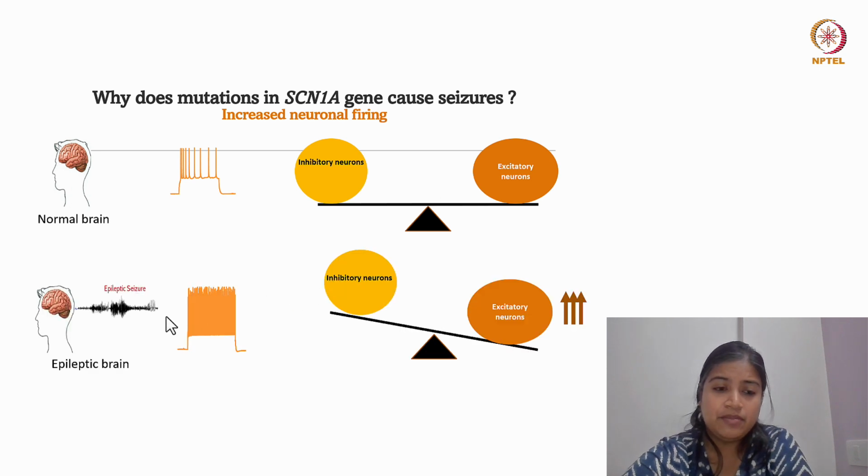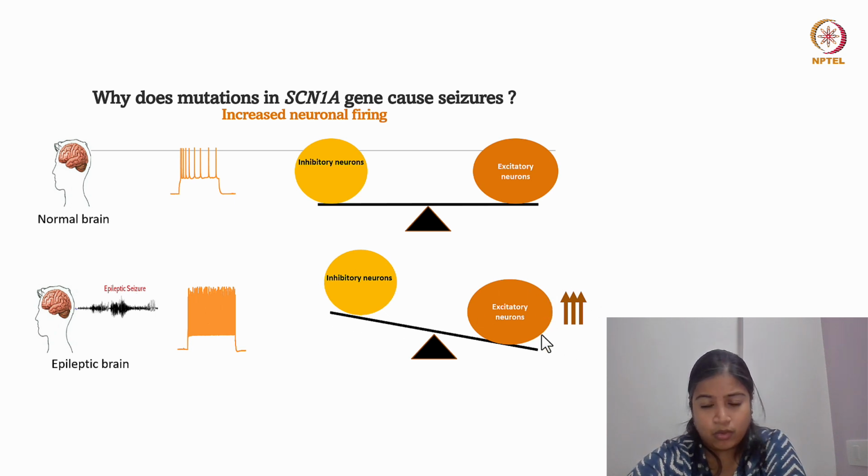However, in an epileptic brain, these hyperexcitable signals are often seen. As a result, the firing of the neurons is heavily increased, and most often either the inhibitory neurons are firing less or the excitatory neurons are firing more, or a combination of these. This would tilt the balance, and now there will be more excitation in the brain, and this hyperexcitability is thought to cause seizures in the brain.